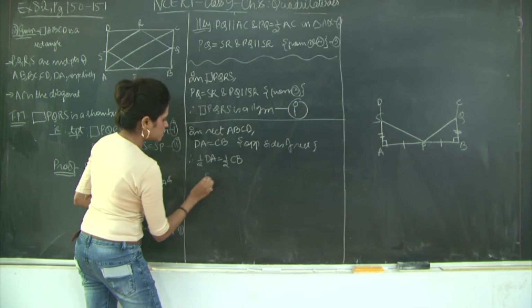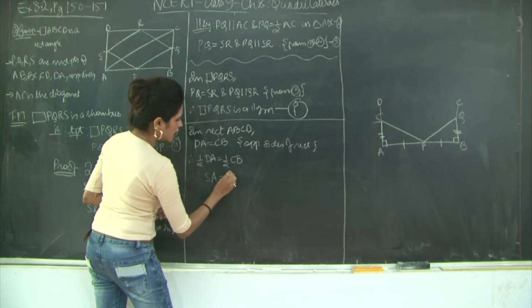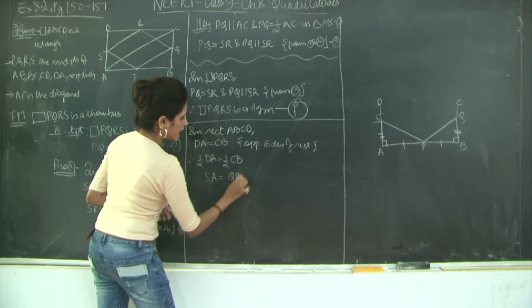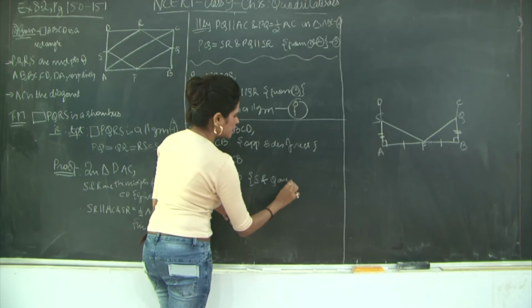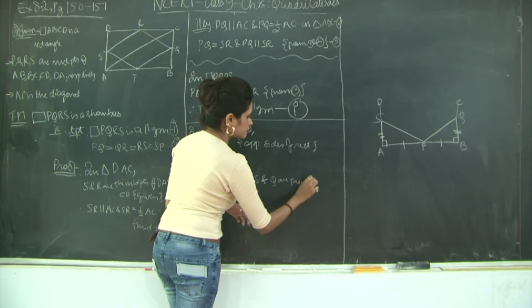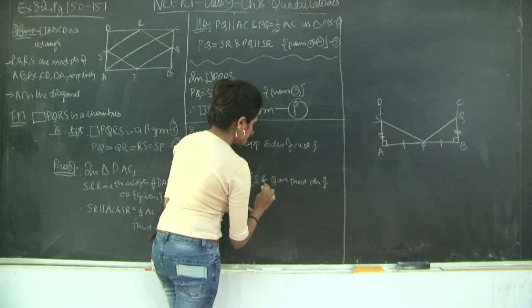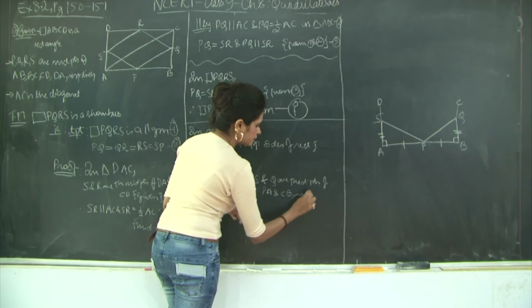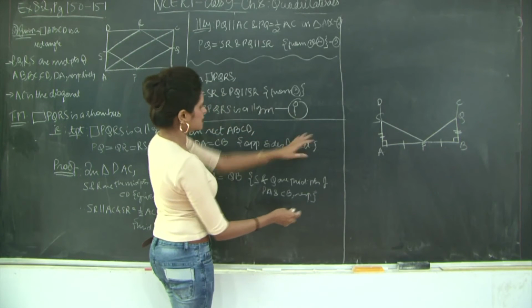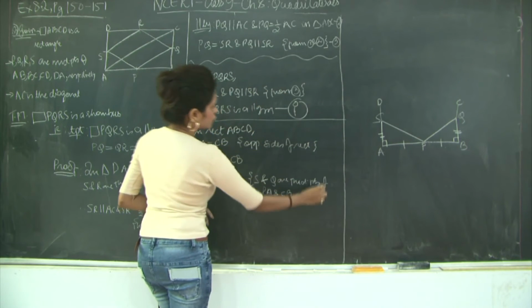But half of DA is what? SA, which is equal to half of CB, which is QB, and I will say S and Q are midpoints of DA and CB respectively. And let us mark this as 4.